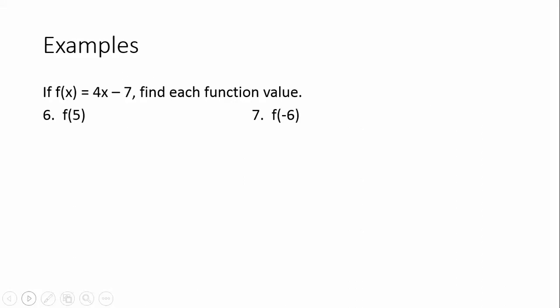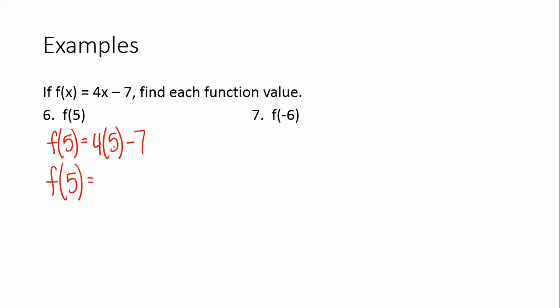So some examples. If f of x equals 4x minus 7, remember f of x is just function notation instead of writing y equals. We want to find each function value. So for number 6, it's asking what is f of 5, or what is the output if you input a 5 for x. So we're inputting a 5 for x, which means 4 times 5 minus 7. So f of 5 is, 4 times 5 is 20. 20 minus 7 is 13.